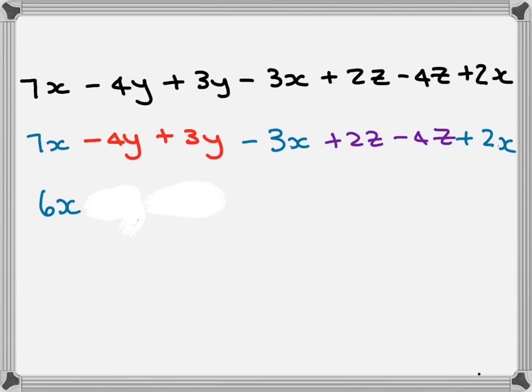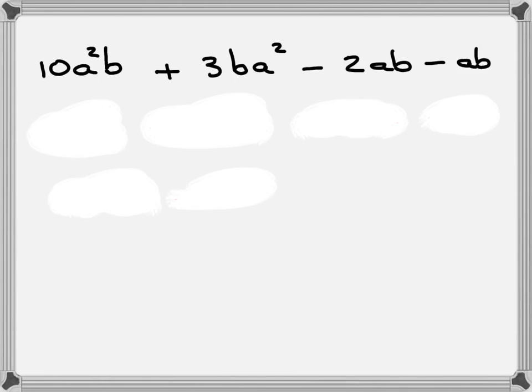And then we're going to look at our red one, which is our y terms. That's minus 4 plus 3 is minus 1y, or just minus y. And let's look at our purple ones, which are our z terms. It's going to be plus 2 minus 4, and that's minus 2z. Easy when you just declutter by putting all the like terms together.